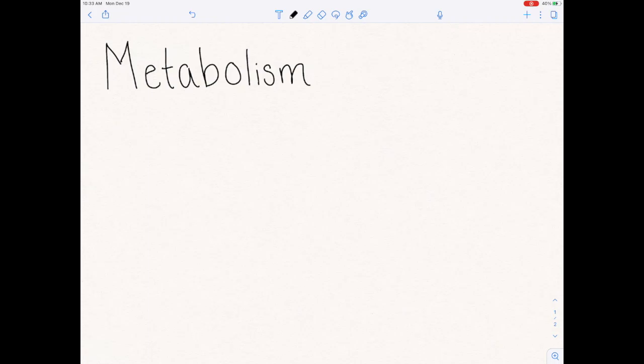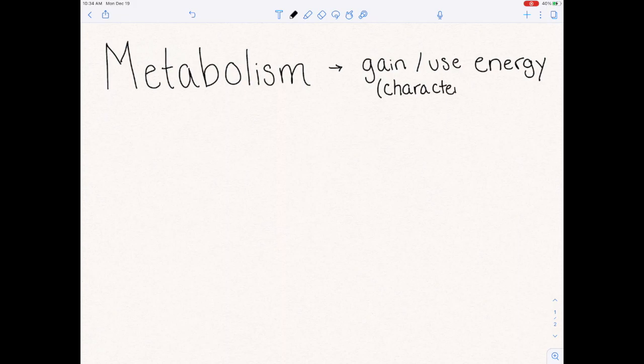In our next unit, we're going to be focused on metabolism. And metabolism is how organisms gain and use energy. You may remember metabolism from the beginning of the year because the ability to gain or use energy was a characteristic of life. So all living things, prokaryote and eukaryote, have to be able to somehow acquire and sequester energy. Without energy, our cells wouldn't be able to function and play specialized roles within our bodies.